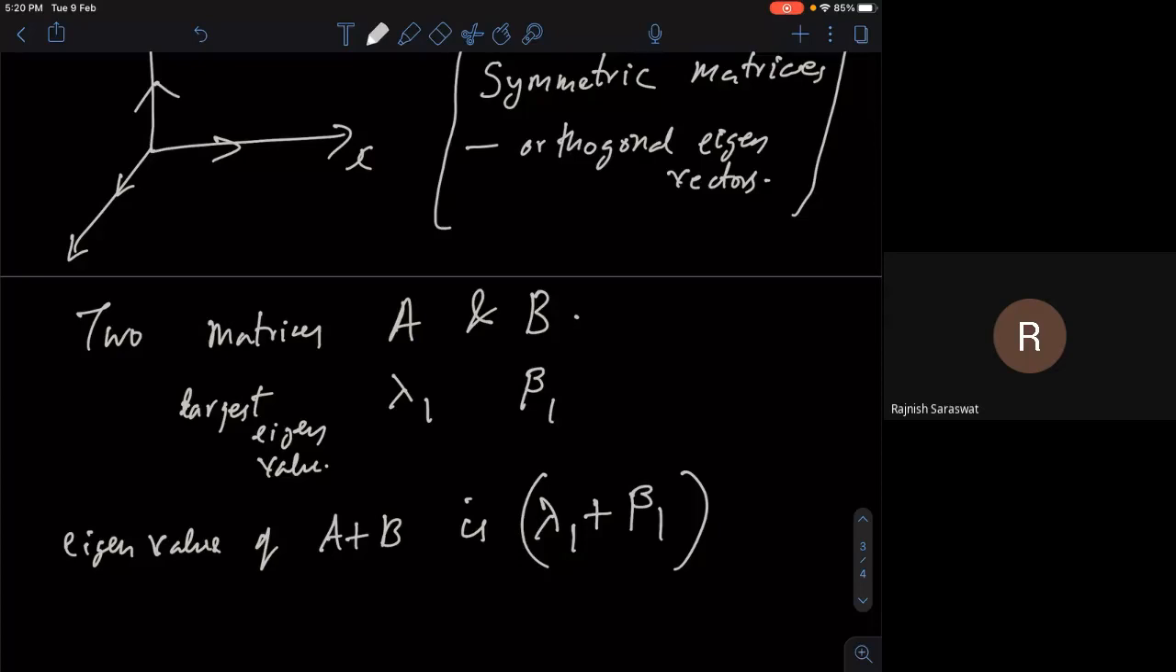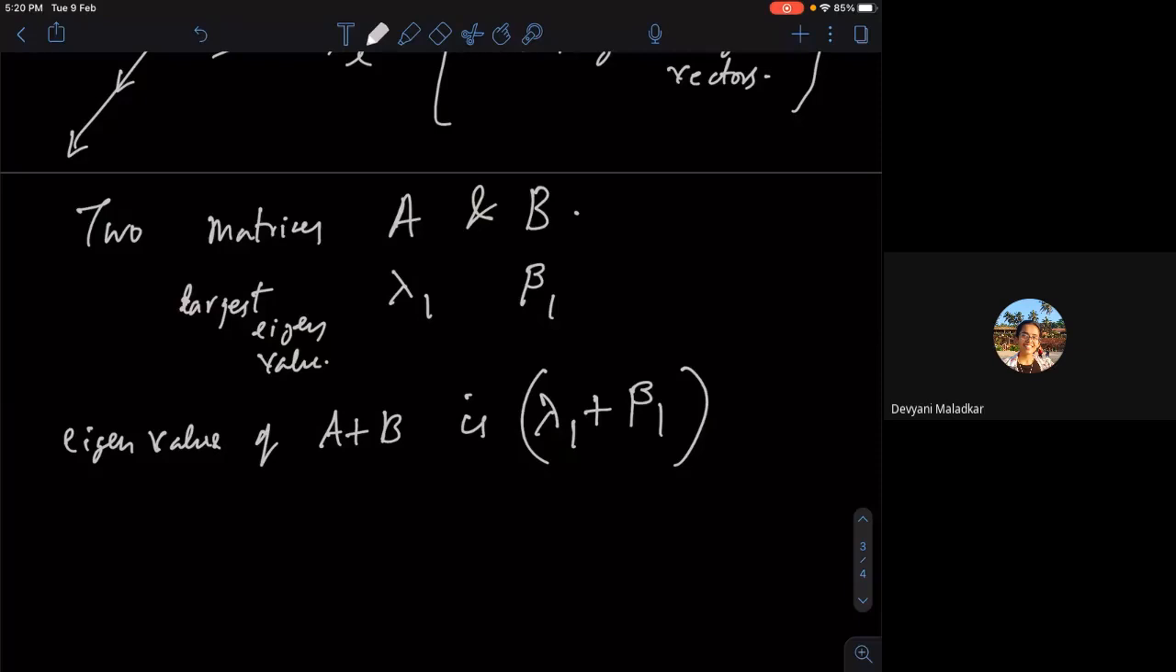Can this be true? Sir, for 1 cross 1, it is true. 1 cross 1 matrix. 1 cross 1 matrix, you're saying? Yes, sir. Yeah, but it would depend on the eigenvector. If the eigenvector was the same for both, then it would be possible. Right, that's correct intuition.